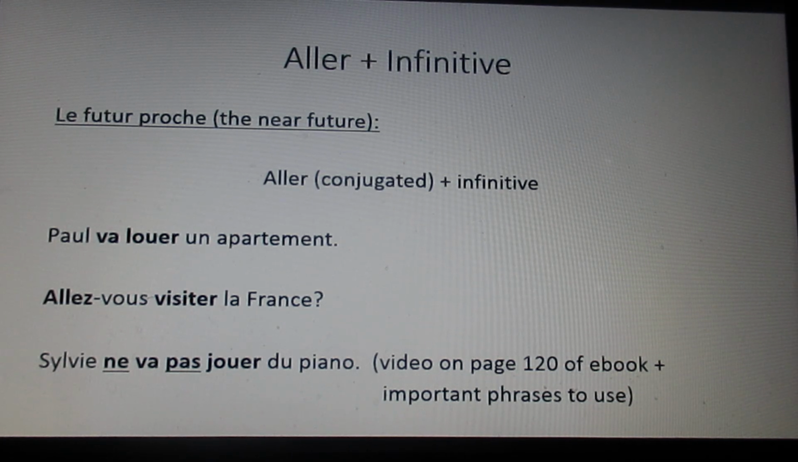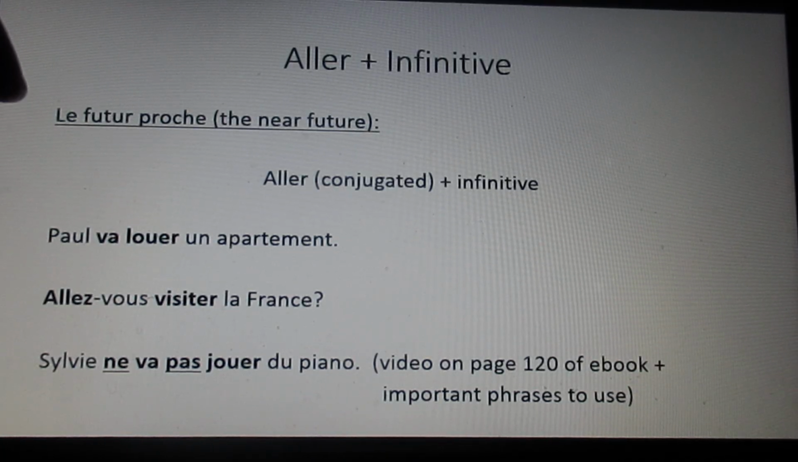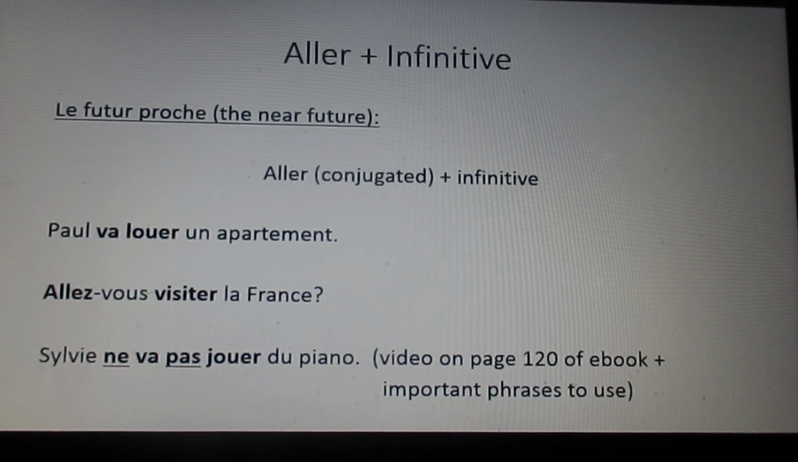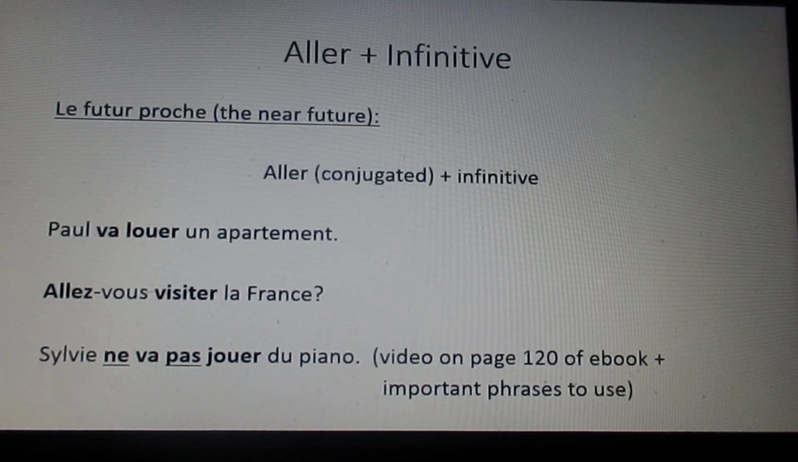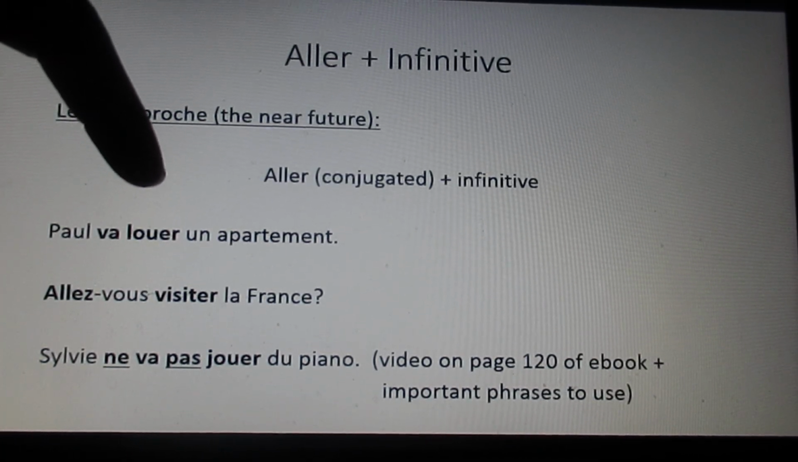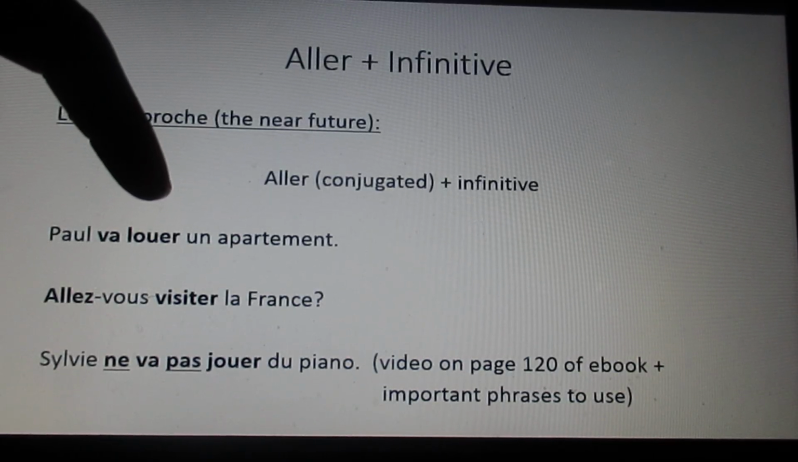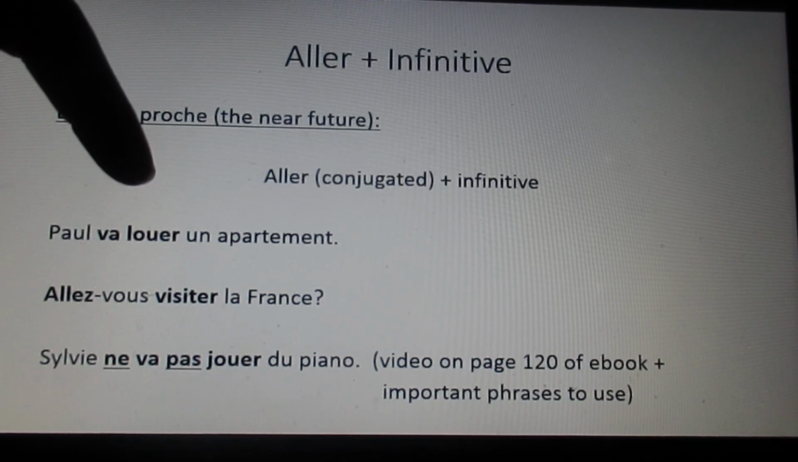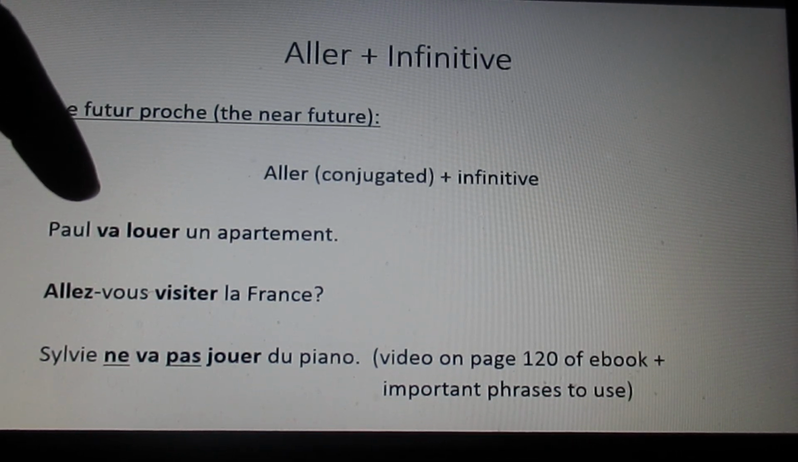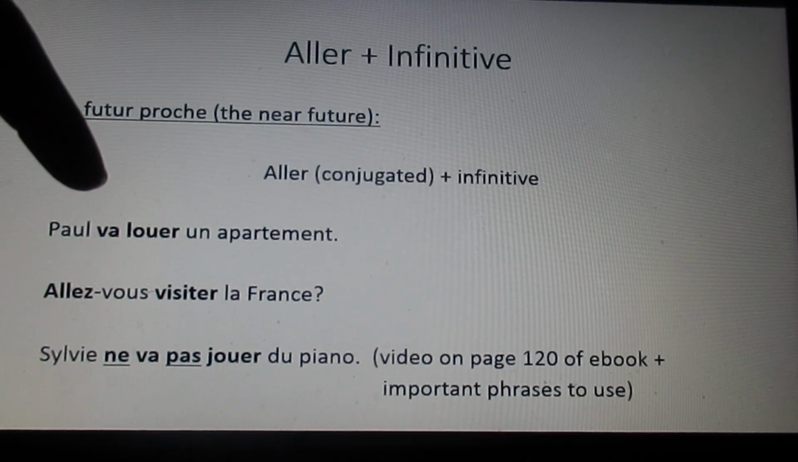In the first example, Paul va louer un appartement. So va louer. So we have aller that's conjugated, right, with Paul. Paul va louer. So he is going to rent. We notice that louer, to rent, is in the infinitive. That means I did not take off the ER. I did not change that verb at all, but it literally means to rent. The to is included in the verb. I'm only changing the first part, the aller, which would be va.